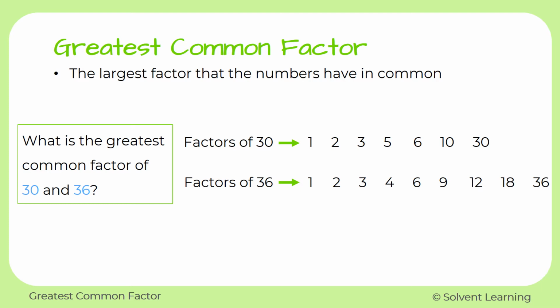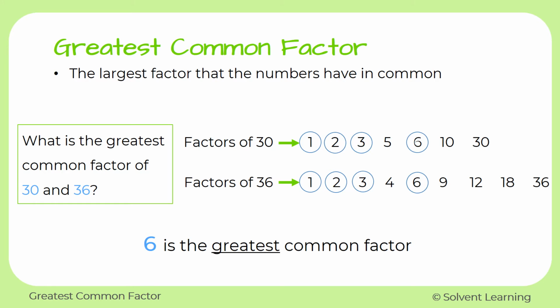Now that we have all the factors listed for both numbers, we want to look and see what numbers they have in common. Well, they both have 1, 2, 3, and 6 as common factors. But the question is telling us to find the greatest common factor of the numbers. So we want to look for the largest factor that they have in common, which is the number 6. So we can say that 6 is the greatest common factor between 30 and 36.